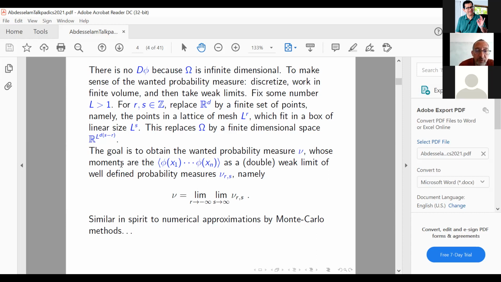And now the goal is to obtain the probability measure, I will call it nu, whose moments are these correlation functions. I'll try to obtain it as a weak limit of probability measures, which depend on these 2 parameters, R and S. So R is going to go to -infinity and S to +infinity. And so this is also similar in spirit to how people in Monte Carlo numerical techniques compute these integrals.